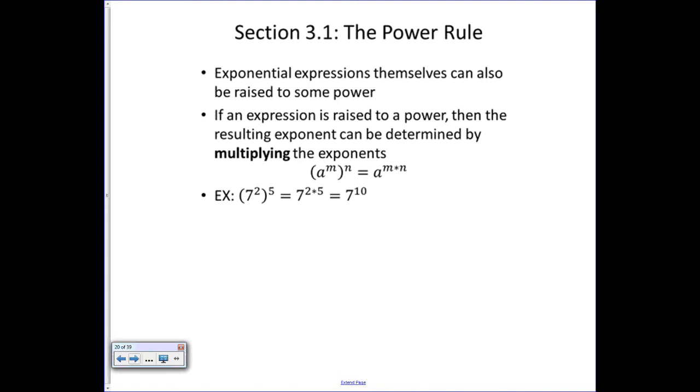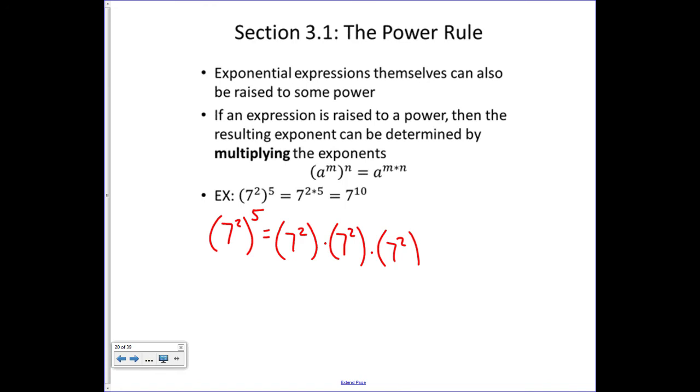So in addition to multiplying exponential expressions, we can also raise them to a power. If an expression is raised to a power, then the resulting exponent can be determined by multiplying the exponents. For example, 7 squared raised to the 5th power, well, that's just 7 to the 2 times 5 power, 7 to the 10th. So what we have here is 7 squared to the 5th. So what we're doing is we're multiplying 7 squared 5 times. So that's 7 squared to the 5th power.